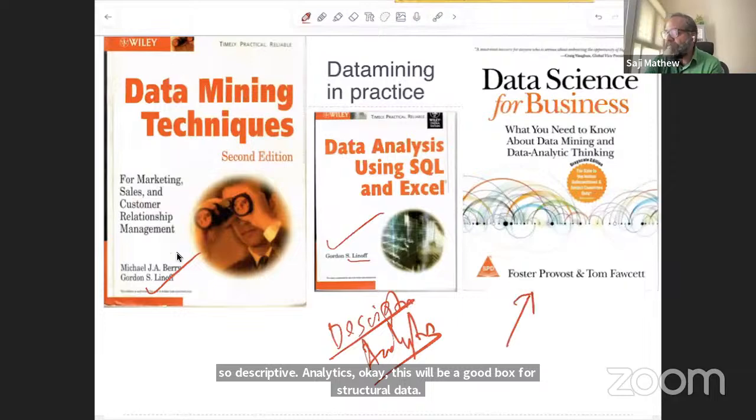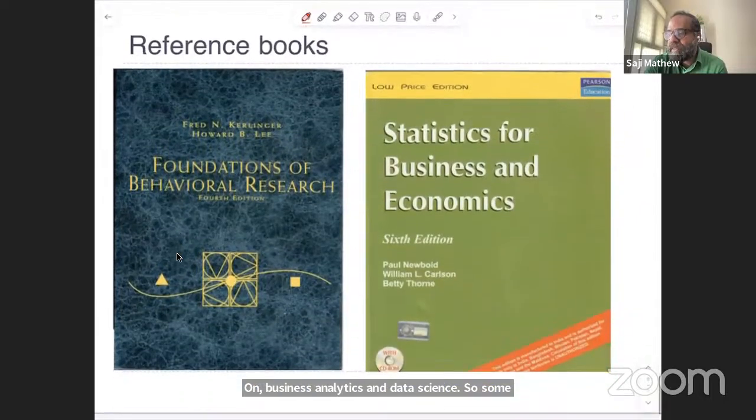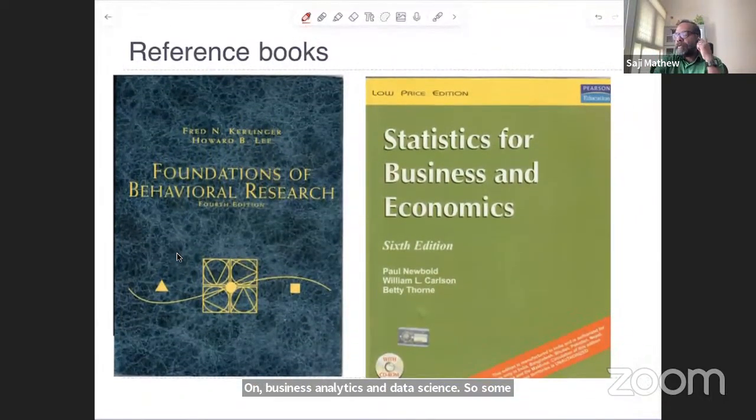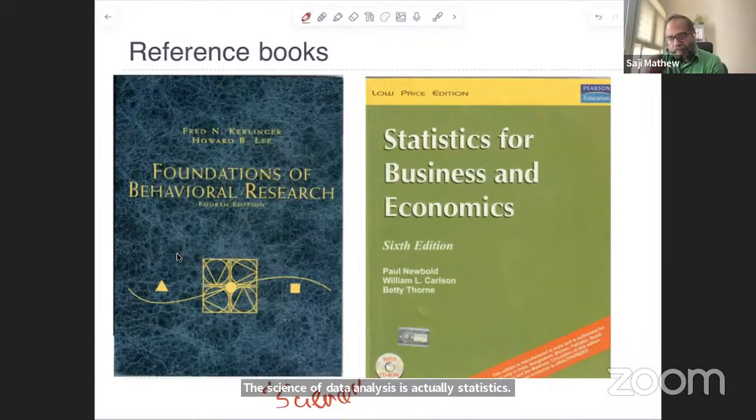This is a fairly new book from the perspective of data science, and it also provides a lot of good foundation on business analytics and data science. So these are some reference books I have already recommended for you, because the science of data analysis is actually statistics. These are more foundational books which give you a good foundation on statistics and also on behavioral research.